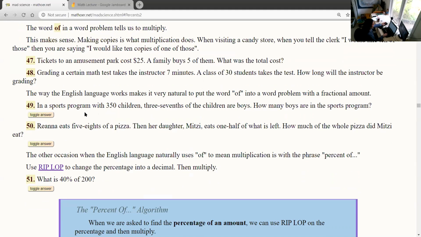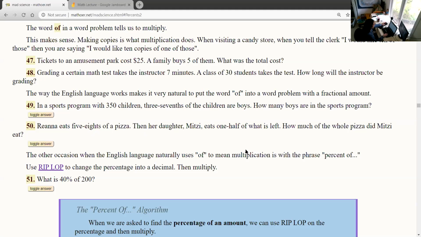Rihanna eats 5/8 of a pizza. Then her daughter eats half of what's left. How much of the whole pizza did she eat? She would eat 1/2 of not the 5/8, but the 3/8 that were left, and so on.